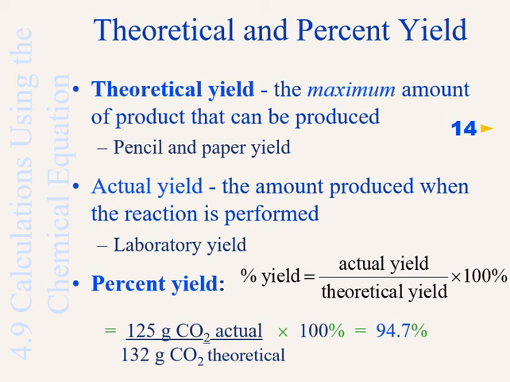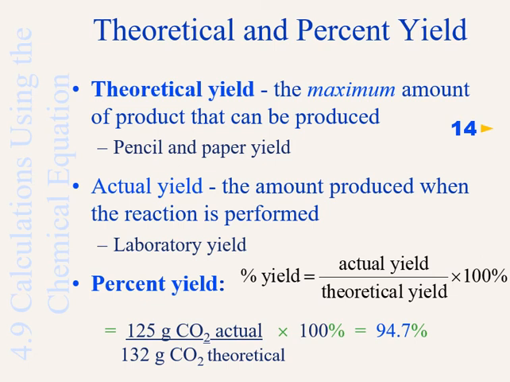The theoretical yield is calculated on paper with pencil, just like in the previous examples we saw. The actual yield is practically obtained in the lab. There could be many other factors why the actual yield may be less than the theoretical yield. It doesn't just necessarily have to do with human error or machine error. It could even be other side reactions that happen that may consume some of your reactants.